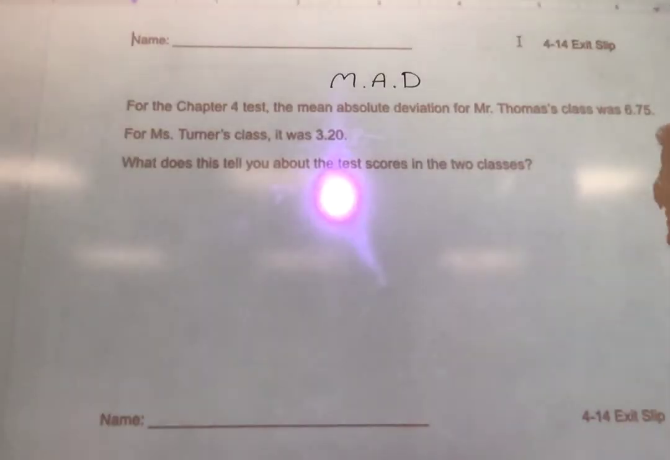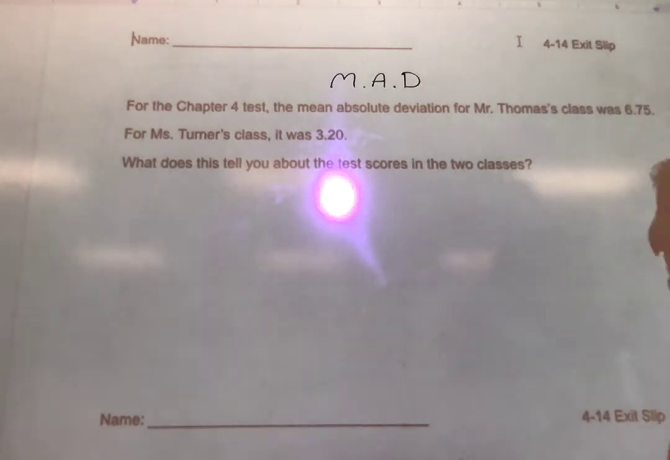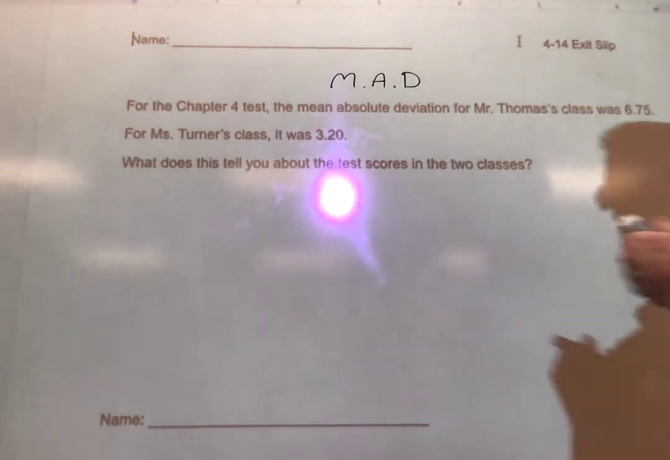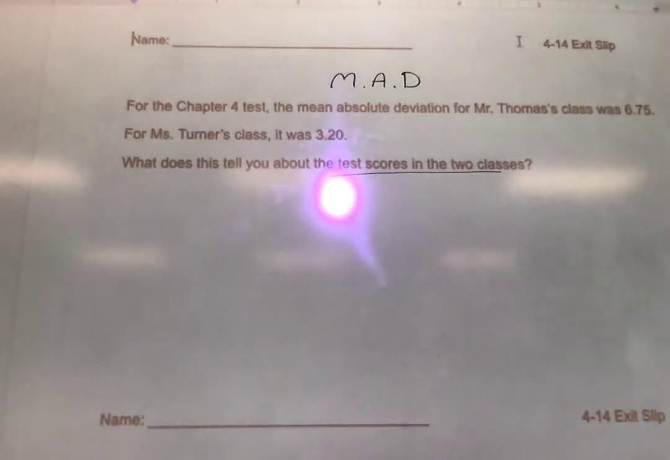For the Chapter 4 test, the mean absolute deviation for Mr. Thomas's class was 6.75, and for Miss Turner's class, it was 3.2. All right, so what does this tell you about the test scores in the two classes? What can I tell about these classes and their test scores?